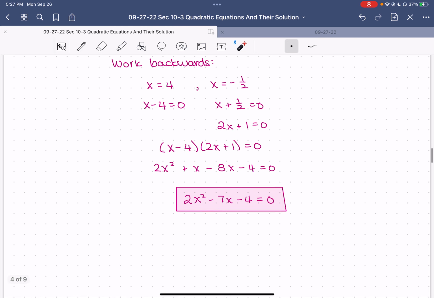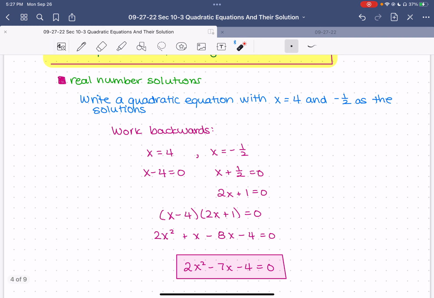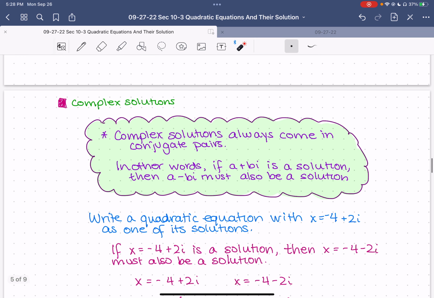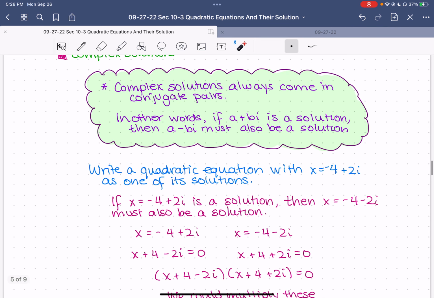And yeah, I wasn't sure if I had a you try. I guess I don't. So there's one example. Now, what do you do with complex solutions? Well, one thing to know, complex solutions always come in conjugate pairs. They always do. So if I gave you a problem like this and I said to write a quadratic equation and I told you one solution was negative 4 plus 2i, you automatically know its conjugate, negative 4 minus 2i, also has to be a solution.